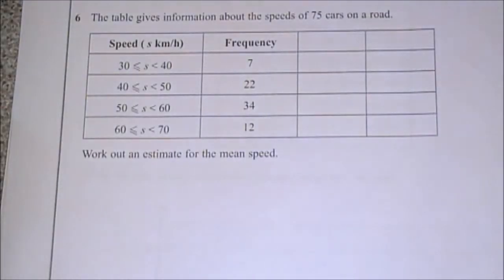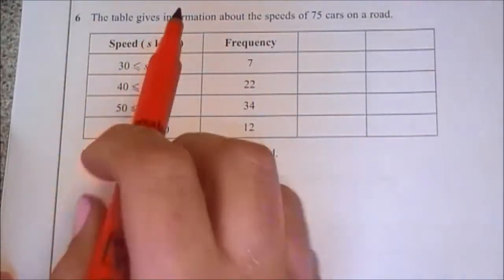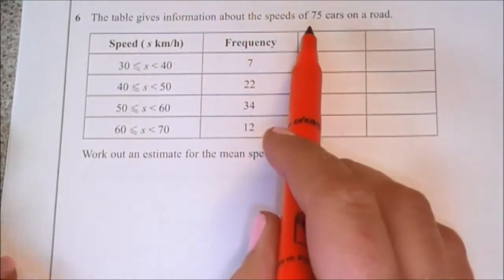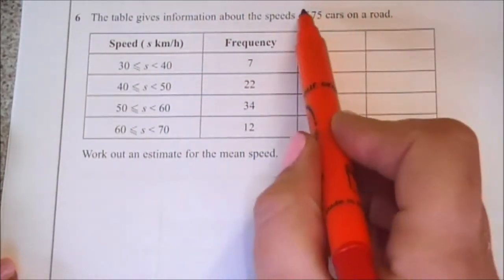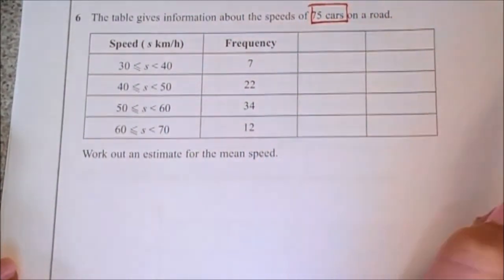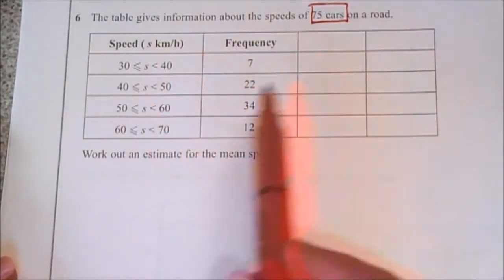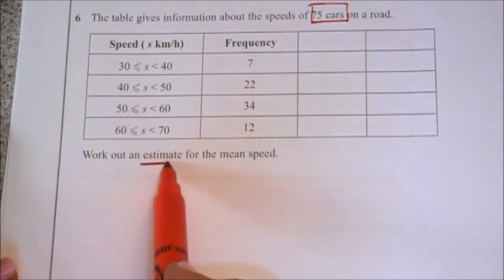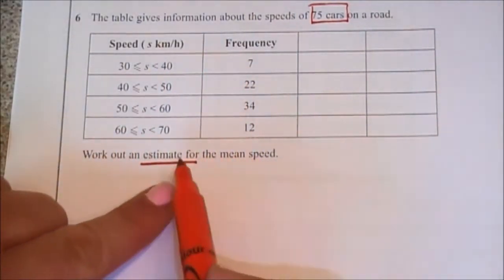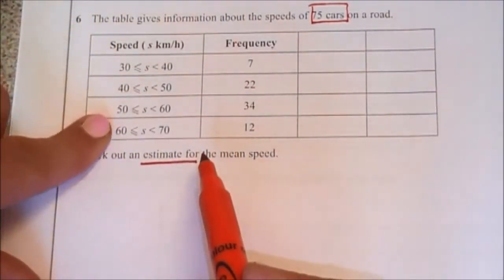Question 6 is about estimating the mean. The table gives information about the speeds of 75 cars on a road. There's the table. Work out an estimate for the mean speed. Now the reason it's an estimate is because they've given us grouped data.